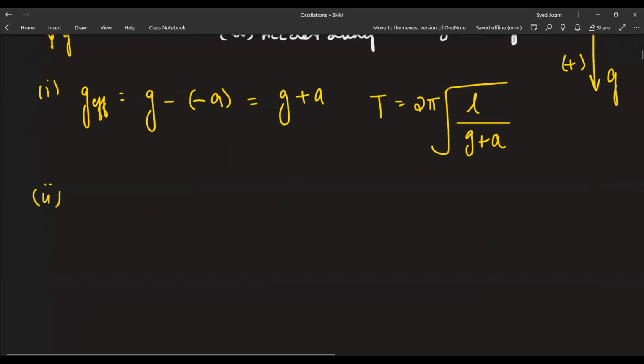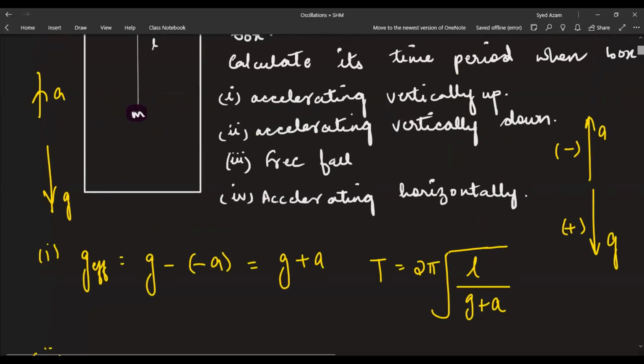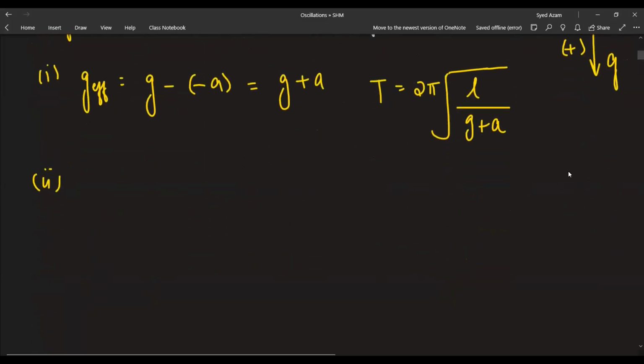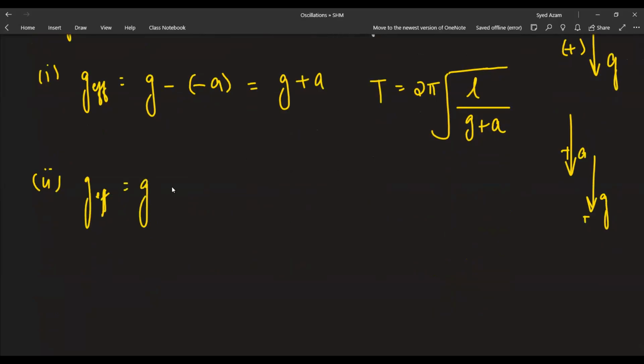Now, what is the second part saying? The second part says accelerating vertically down, which means the lift is also going down, and acceleration due to gravity always goes down. So we will take both of them as positive. Now the effective value will be g minus a. So T is equal to 2 pi under root L by (g minus a).